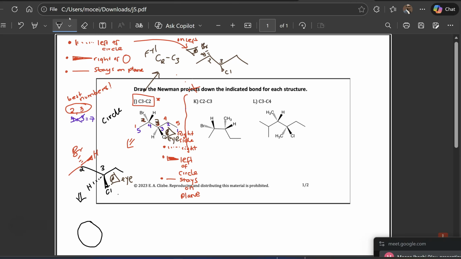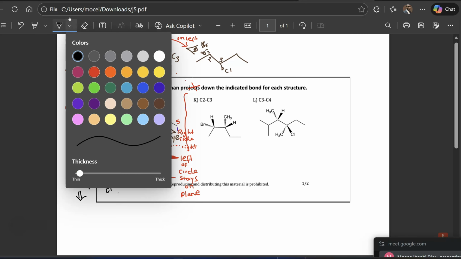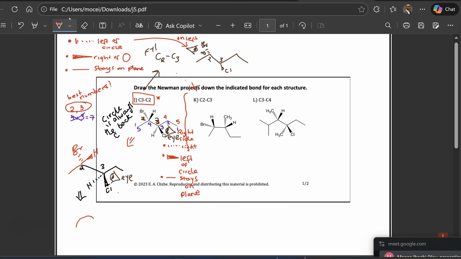This is the other rule. Circle is always the back carbon. So for me it should not be black. My back carbon is the red one, right? Yes, carbon number 2. You see, it's always good to write the rules down. They guide me. Now, there is a CH3 on here, which was carbon number 1. It's going on the plane down.